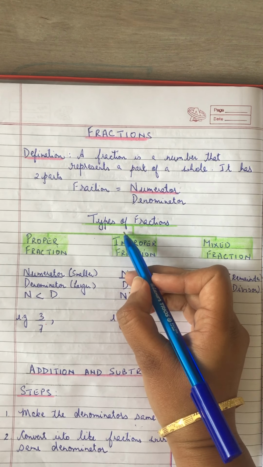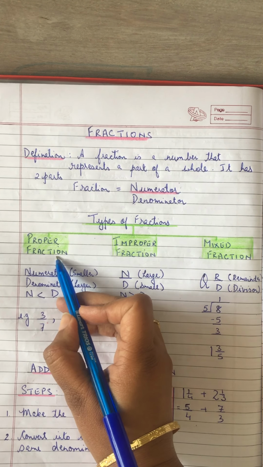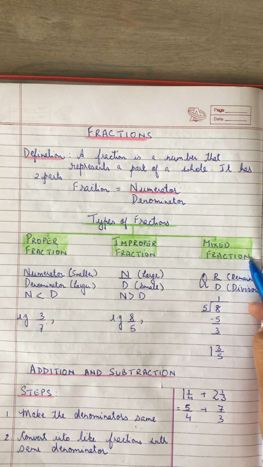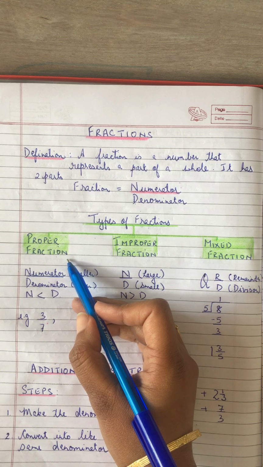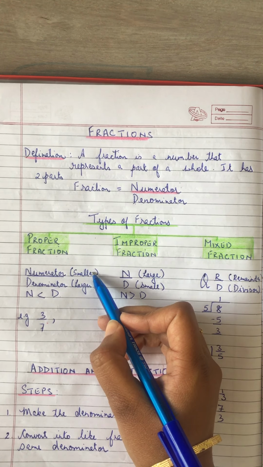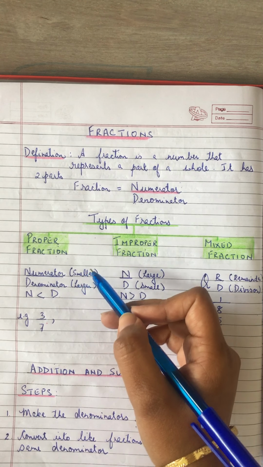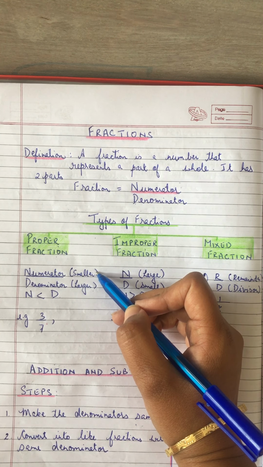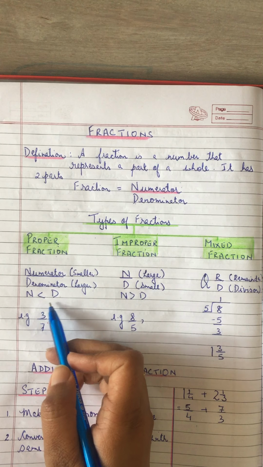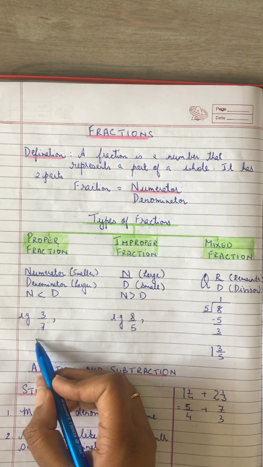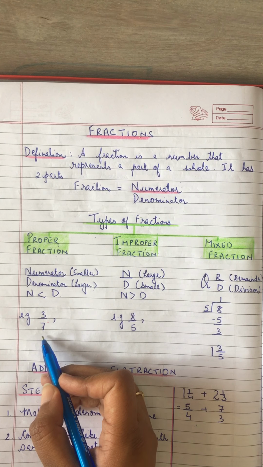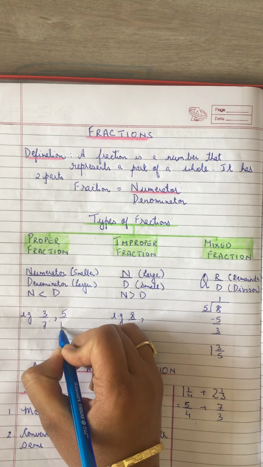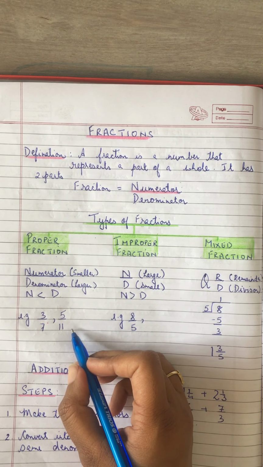Now broadly speaking, fractions are of three types: a proper fraction, an improper fraction, and a mixed fraction. A proper fraction is the one in which the numerator is smaller than the denominator, or we can say the bigger number is in the denominator and the smaller number is in the numerator. The numerator is always less than the denominator. Example: 3 upon 7. You can give a few examples. Okay, I am writing another one: 5 upon 11, and so on.